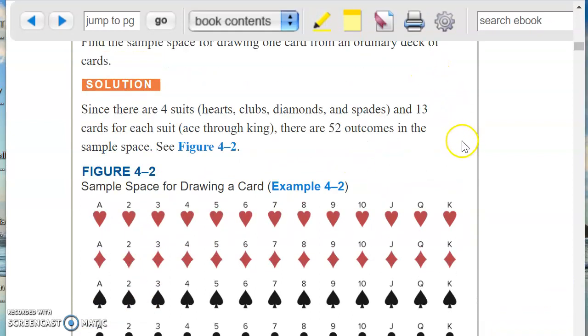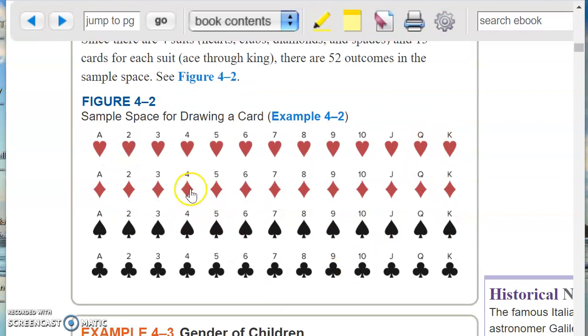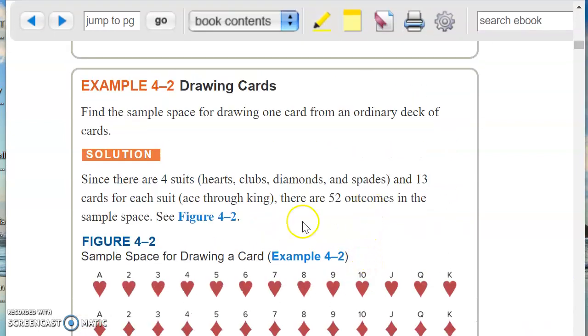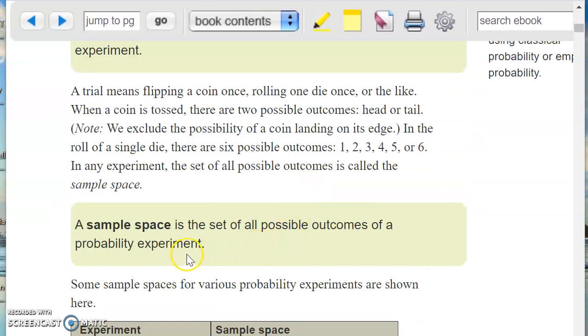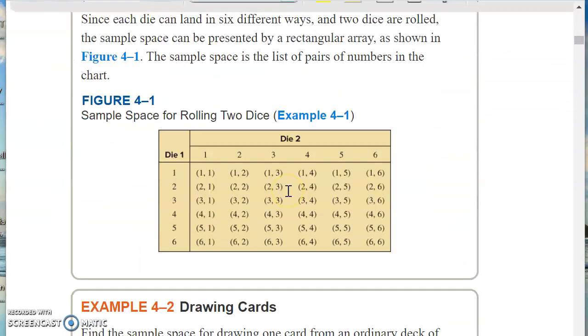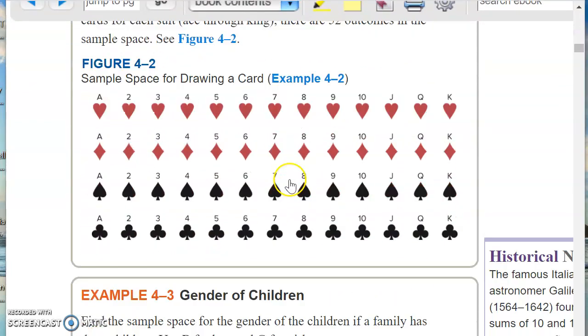So there's 52 possible outcomes. When you pick a card, you could get a 4 of diamonds, you could get a 4 of hearts, you could get a 6 of spades, you could get a 10 of clubs, and so forth. So these are the outcomes. So the sample space, again, looking back on our definition, is the set of all possible outcomes of a probability experiment. Okay, so far not too exciting, right?